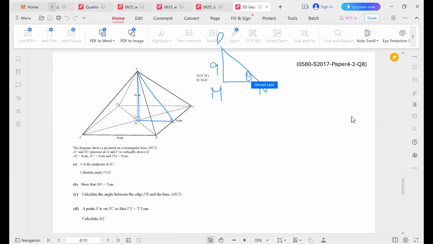Obviously, NM is a very simple choice because NM is basically half of AB. So AB is 8. Basically, NM is going to be 4. So let's just put that outside. And tan theta is equal to opposite over adjacent. So theta is equal to shift tan 9 over 4. I'm going to use my calculator to figure that out. So theta is equal to 66.03. So just 66 would be fine.